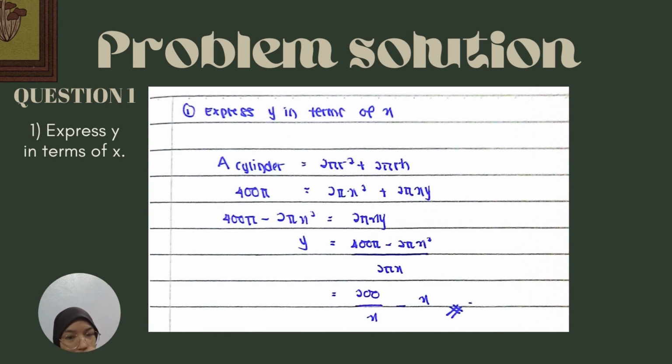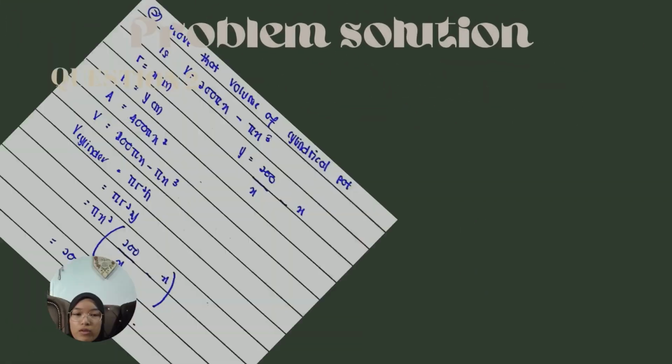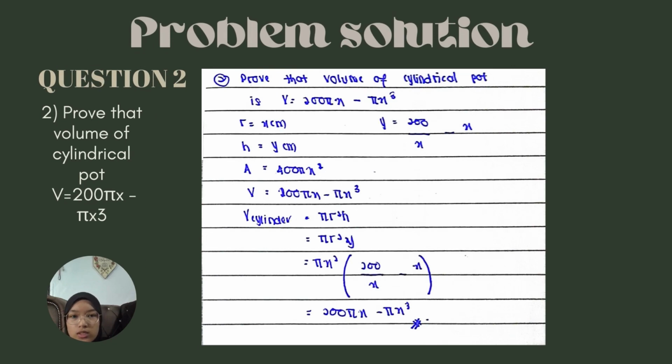We just simplify it, and the y will be 200 over x minus x. For the solution of question 2, we are asked to prove that the volume of the cylindrical pot is V equals 200 pi x minus pi x cubed. The radius is x cm, the height is y cm, and the area of the cylinder given in the question is 400 pi x squared.